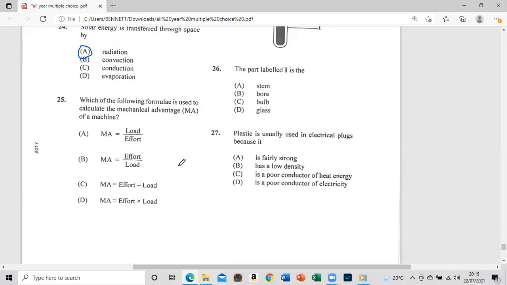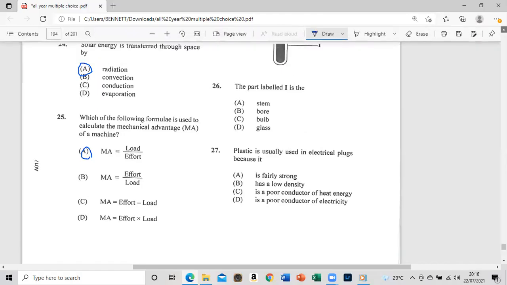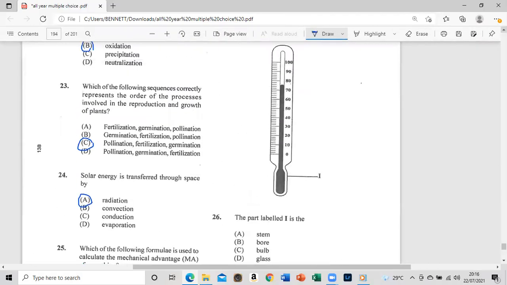Which of the following formulas is used to calculate mechanical advantage of a machine? It's load over effort. So it's load over effort. Rushing through the paper, guys. Let's move on to 26.